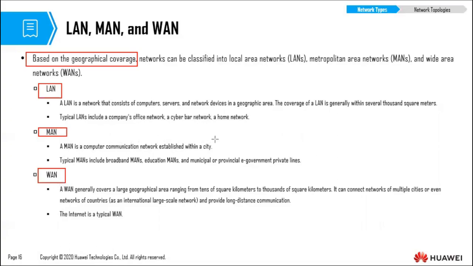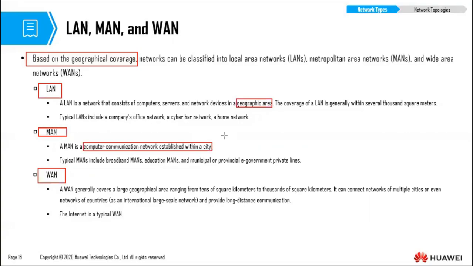Normally with a LAN, we are interconnecting computers or servers within a small geographical area, just a few square kilometers. Generally, when you have a network in your home, that's a LAN, or in a cyber cafe, that is a LAN, or in one building, like a flat with several floors, that's a LAN, or even within a campus can still be considered a local area network.